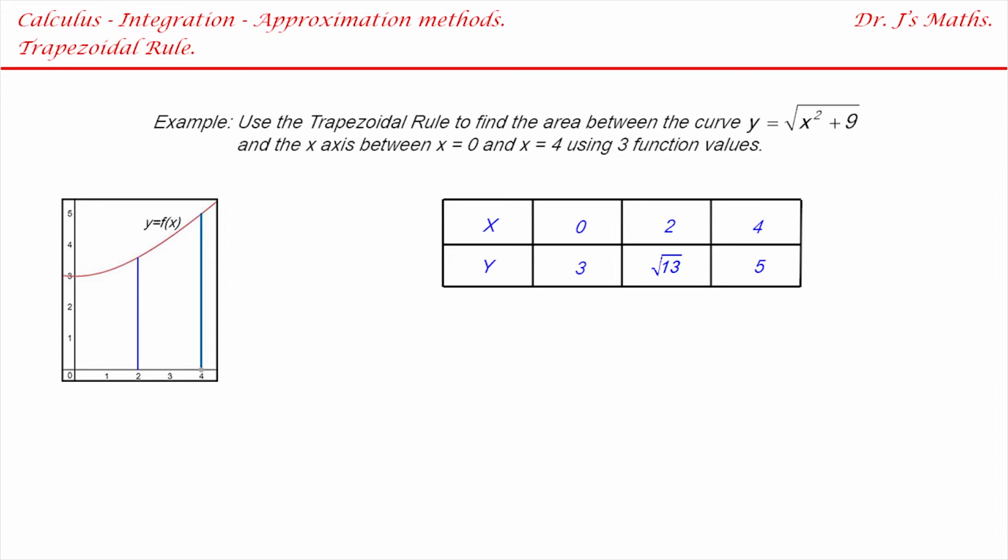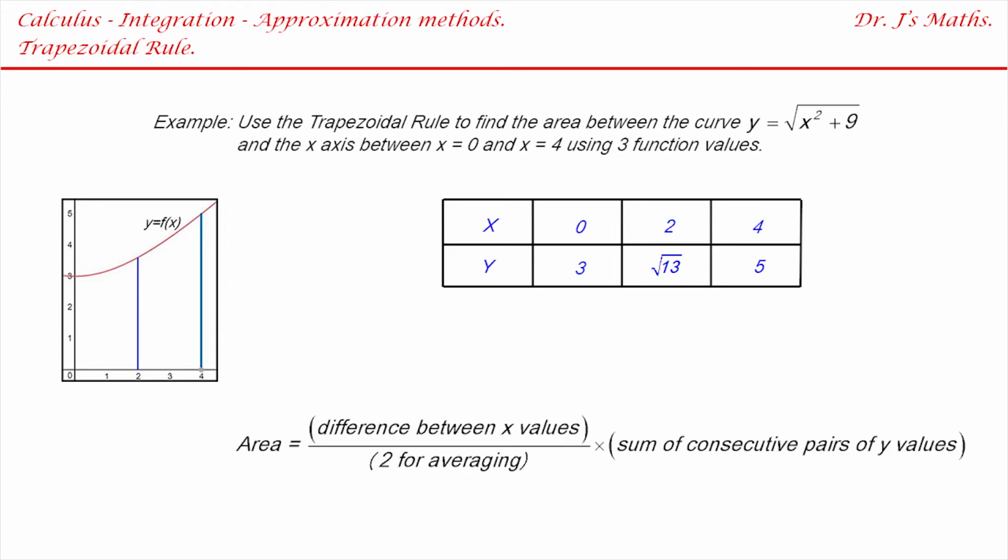Going back to our area formula, we're going to say that the difference between the x values, which in this case is 2, so write that down, over 2 for averaging, and then we have the sum of 3 plus root 13 and then the sum of root 13 plus 5. So simplifying that down, we get 8 plus 2 root 13 units squared. Leave it like that.